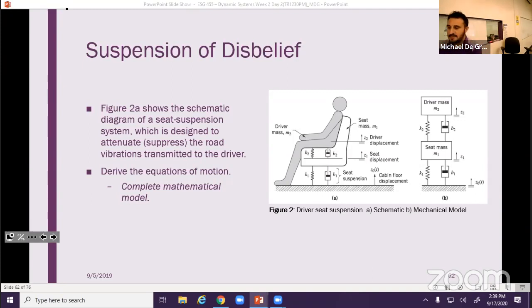So figure B here, the mechanical model, is a very simplified version of what's going on, and something that I hope looks a little bit more familiar after the stuff that we've been doing the last couple of weeks, right? And so we've got some springs, we got some dampers, and we got some masses connecting everything, right? Okay. So what are we going to do? Well, we've got to draw a free body diagram for this particular system. So let's go ahead and do that.